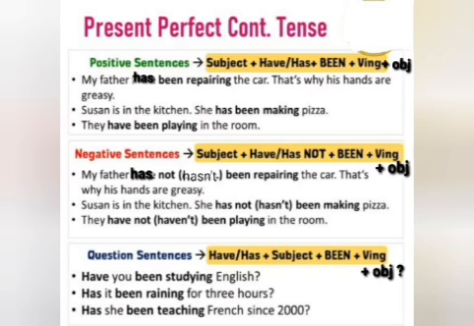For example, we take the positive form. My father has been repairing the car. Negative form, my father has not been repairing the car. Yes. Question form, has my father been repairing the car?